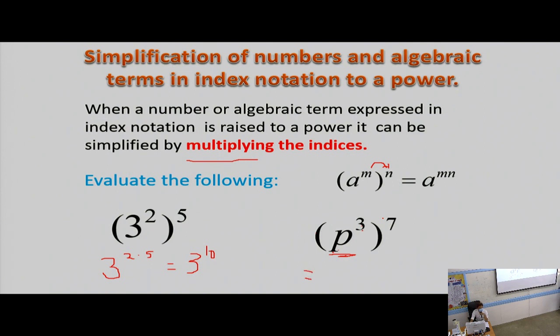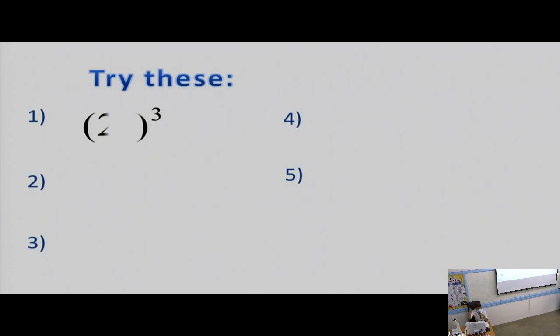So if we have this, we're going to multiply the exponent. Copy the base, which is p. And so let's multiply the exponent, 3 times 7. And what would be our answer? Okay, very good. We will have here p to the power of 21. Okay? No question? Good. Let us try number 1.